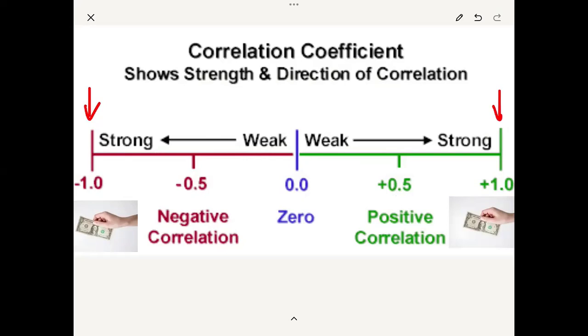All right. Now, the closer it is to a -1 or +1, the stronger it is. And the closer it is to 0, the weaker it is. So if you have a correlation that is perfectly 0, that means basically there is no correlation. Okay? And the closer it gets to 1 in either direction, the stronger it gets.